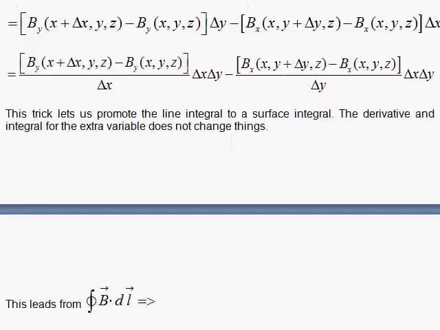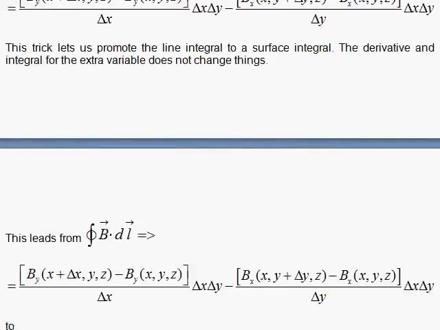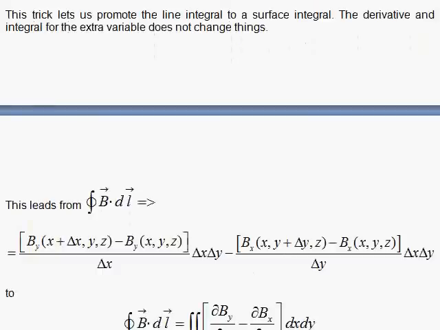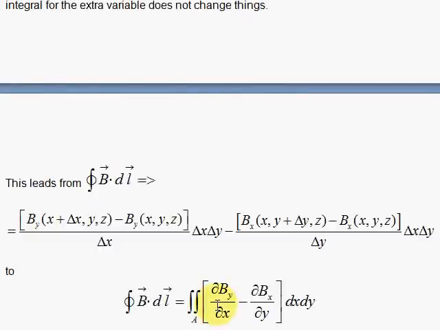So we come here to the result where we have our delta x in place and our delta y in place for their partial derivatives, and then you can see that this is going to lead, when we take the limit and do our integral, we're going to get the difference of partial derivatives over an area.